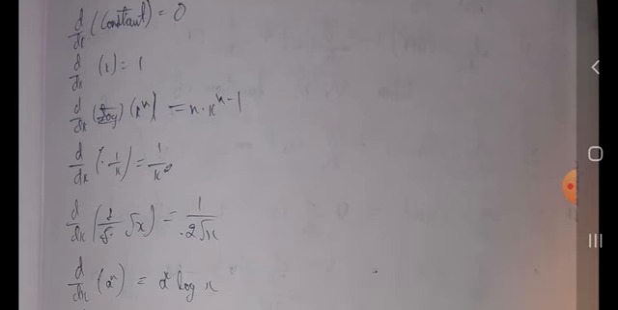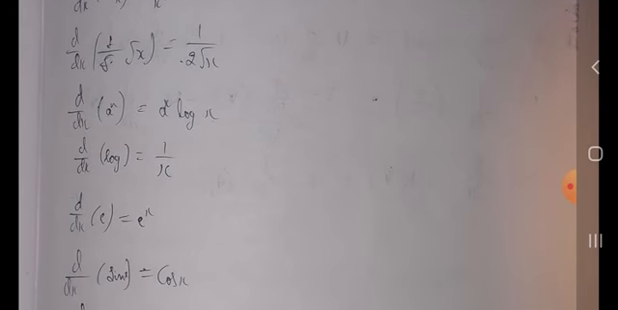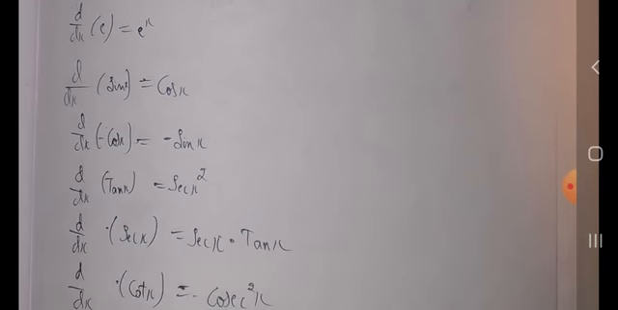Next, these formulas you have to learn. d/dx of a constant is equal to 0, d/dx of x is equal to 1, d/dx of xⁿ is equal to n·xⁿ⁻¹, d/dx of 1/x is equal to −1/x², d/dx of √x is equal to 1/(2√x), d/dx of aˣ is equal to aˣ log a, and d/dx of log x is equal to 1/x, d/dx of eˣ is equal to eˣ, d/dx of sin x is equal to cos x, d/dx of cos x is equal to −sin x only, and d/dx of tan x is equal to sec²x, d/dx of sec x is equal to sec x tan x, d/dx of cot x is equal to −cosec²x, and d/dx of cosec x is equal to −cosec x cot x. Here the sign is not minus.